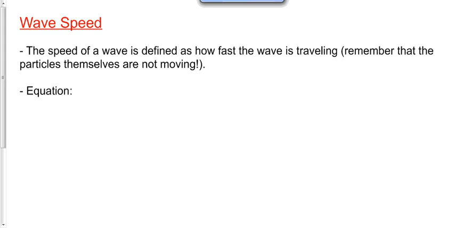Now remember that the wave speed is defined as how fast the wave is actually traveling, but we're not talking about the particles of the wave, Gianna, just like you were just asking me about. We're not talking about the particles moving at that speed. We're talking about the wave itself moving at that speed. The particles are either bobbing up and down in a transverse wave, or they're going parallel to the wave in a longitudinal wave, but they're not going all the way with the wave. They're not traveling at that speed.